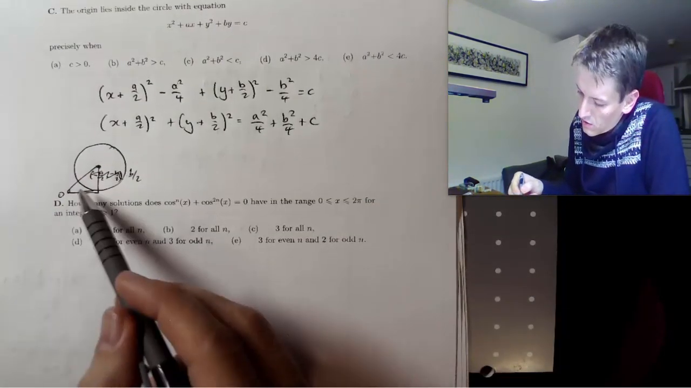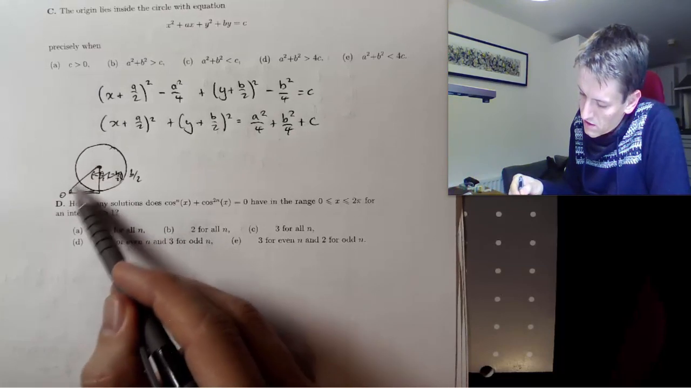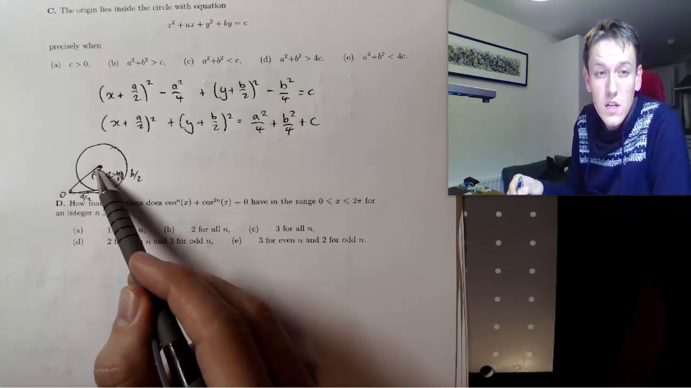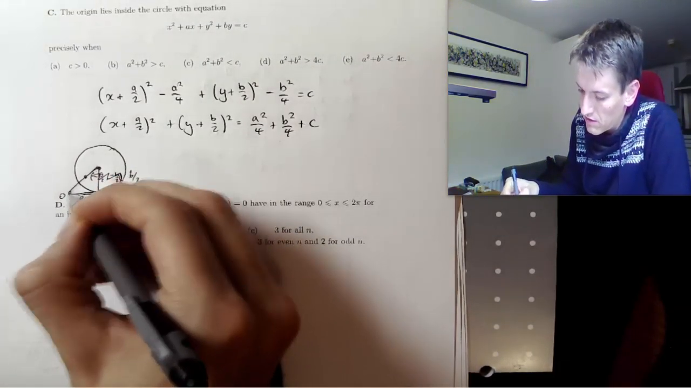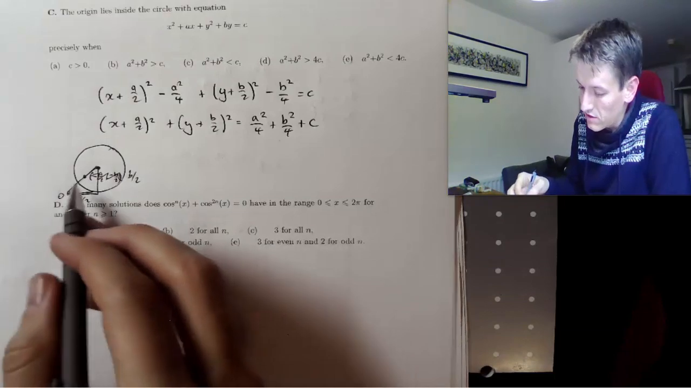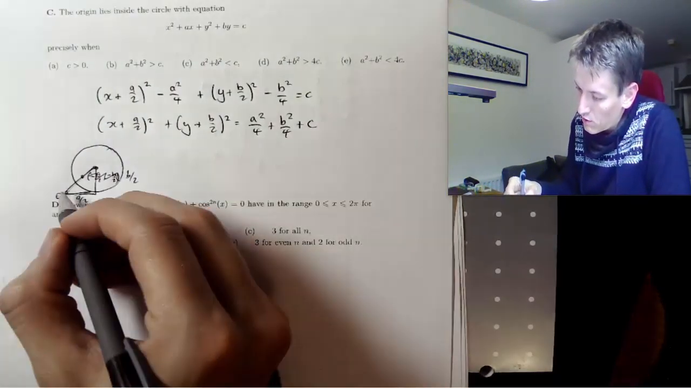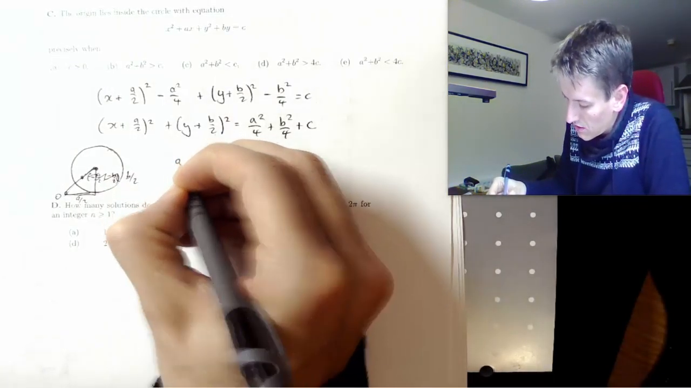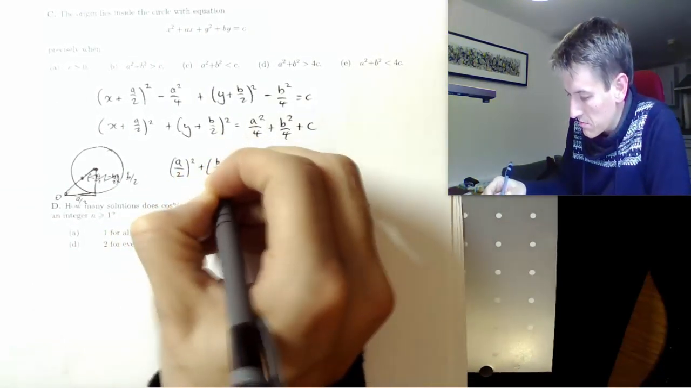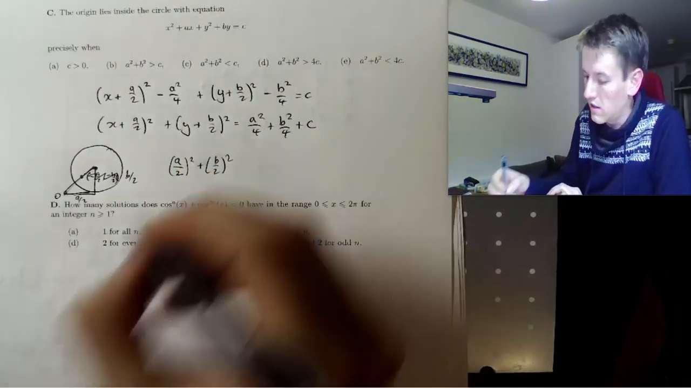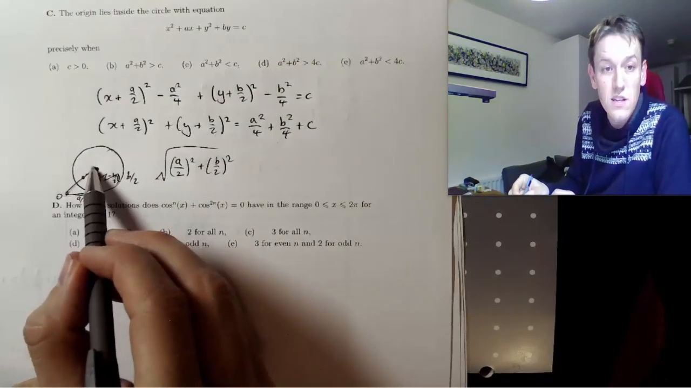So if this length here is smaller than the radius, then the origin would be inside the circle. If this length here is bigger than the radius, it would be outside the circle. So for the origin to be inside the circle, I need a over 2 squared plus b over 2 squared, and then take the square root. That gives me the distance here.